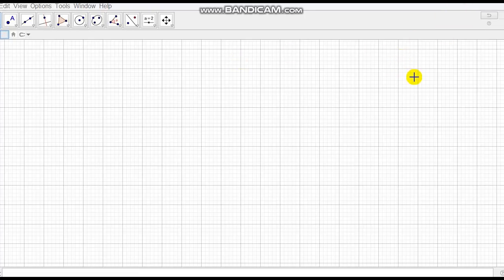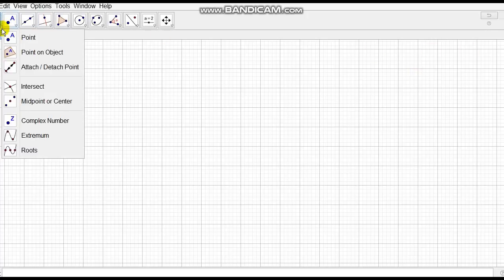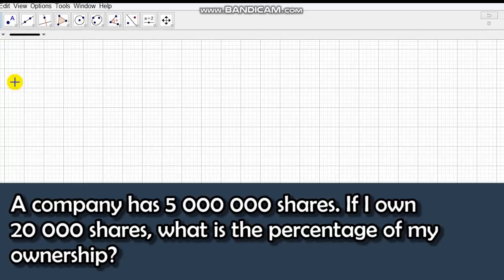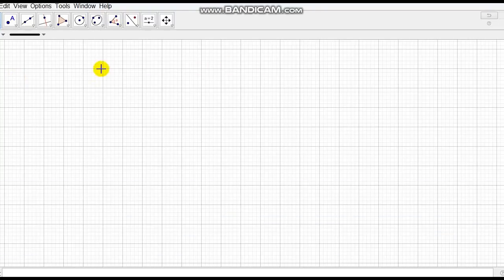So let us illustrate how shares work with an example. A company has 5 million shares. If I own 20,000 shares, what's the percentage of my ownership? In order to determine the percentage of my ownership in the company, we will divide the number of shares that I own by the total number of shares. Remember that I own 20,000.